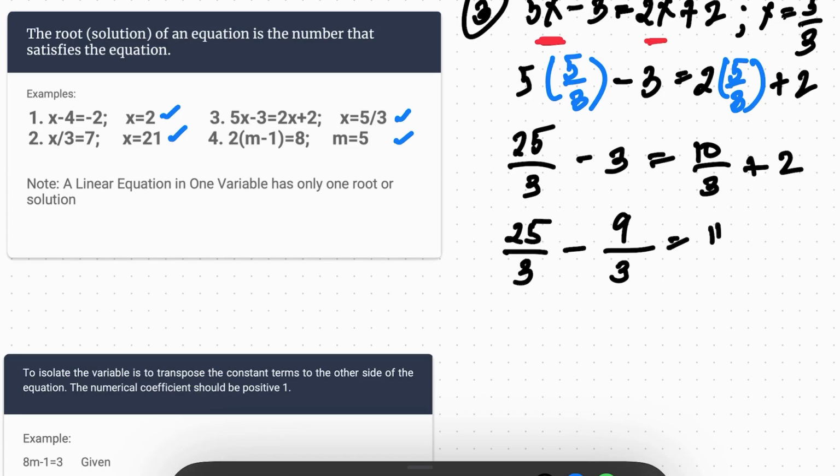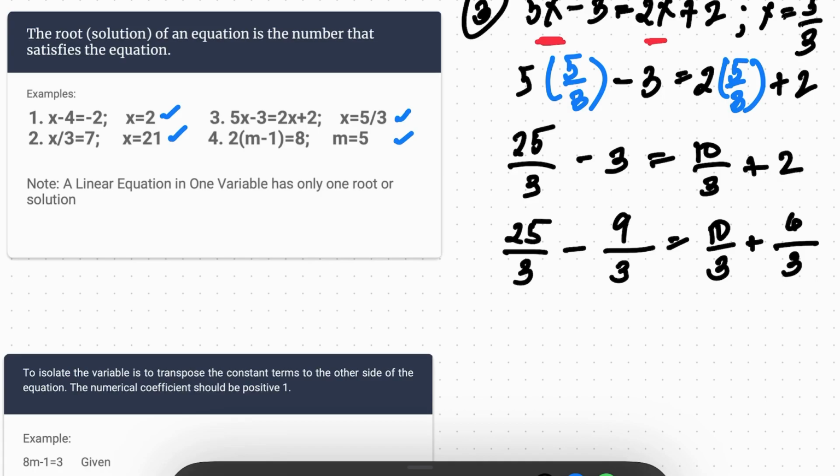Next, I have 10 thirds here. I'll do the same for 2. I'm going to make it as a fraction, and I'm thinking of a numerator that will make the fraction still equal to 2. So I think you know the answer for that, and that is 6.